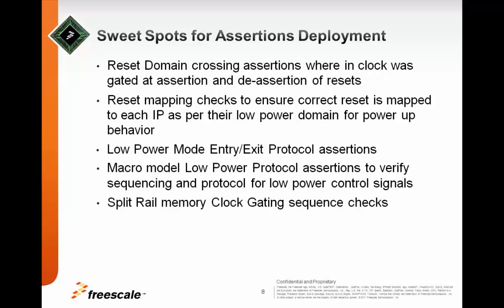Okay, so the next area where we deployed the assertions was the split rail memory clock gating sequence checks. In a split rail memory, we have a periphery logic and an array, and there is a sleep signal which is used as an isolation between the periphery and the array logic. It is recommended that during the assertion or deassertion of the sleep signal, the memory clock should be gated, as generally these signals have very tight timing knobs. Such design behavior can be easily checked with our assertion for different types of memories and memory cuts across the design.